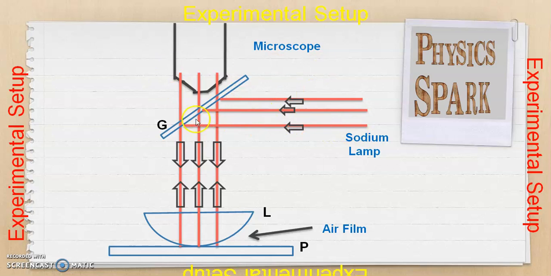When the light comes from this, it will fall on this plate. Now here we have two arrows, downward and upward. The downward arrow shows that light is transmitted and the upward arrow shows that light is reflected after hitting the surface. Clear? These two reflected rays interfere and give rise to an interference pattern in the form of circular rings.